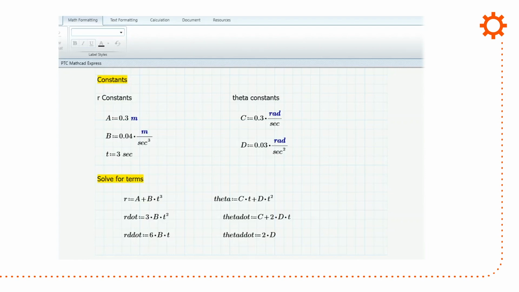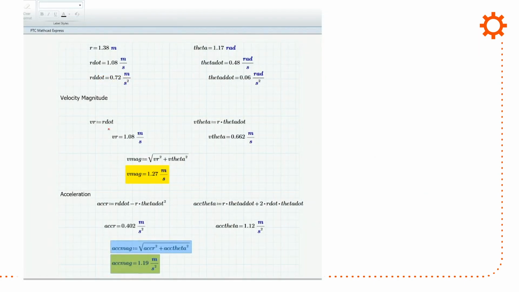But it's kind of a pain in the neck because I don't have the option that does exist in the full version of Mathcad. So then I put in all the numbers. I have R dot, R double dot, theta dot, theta double dot. And you'll notice, of course, I've got all the units. These are calculated with Mathcad.